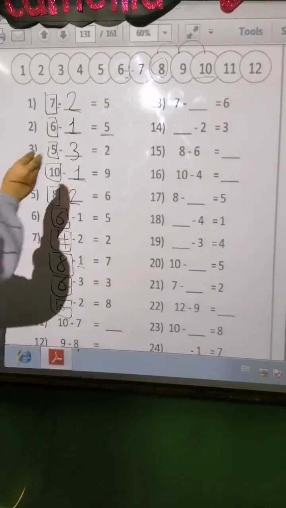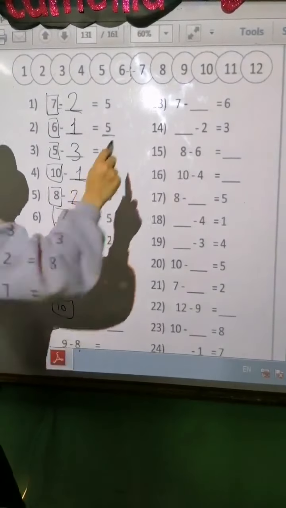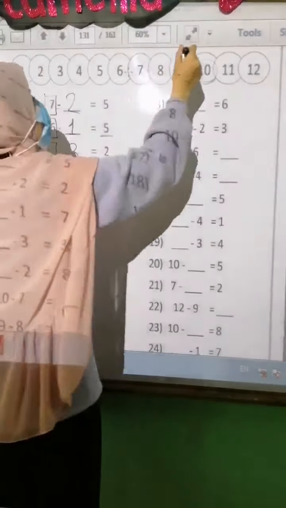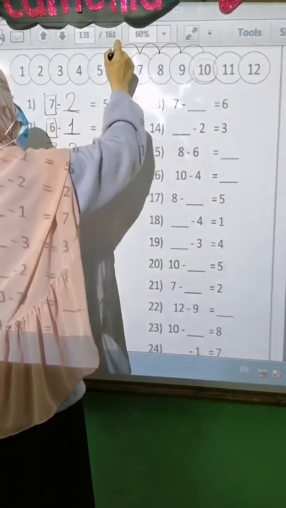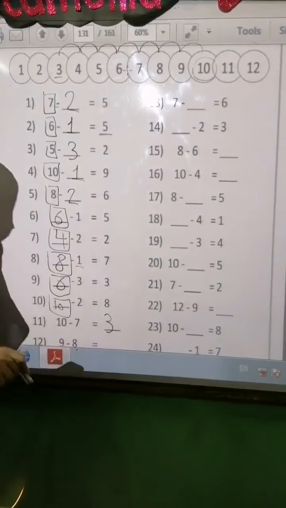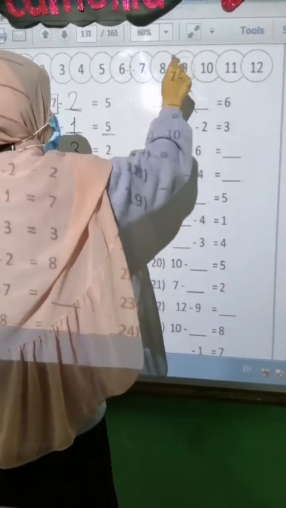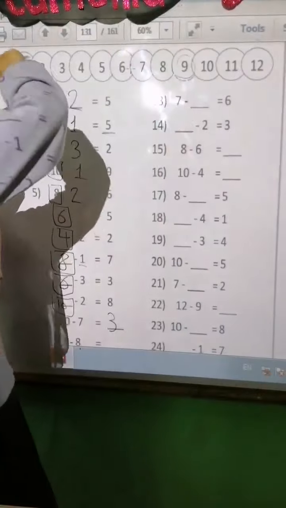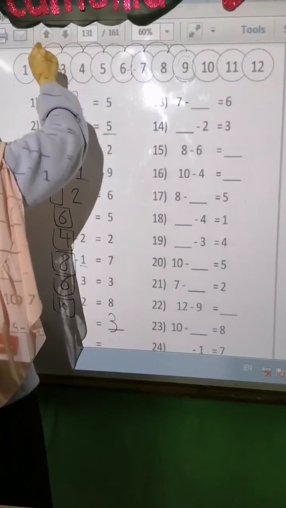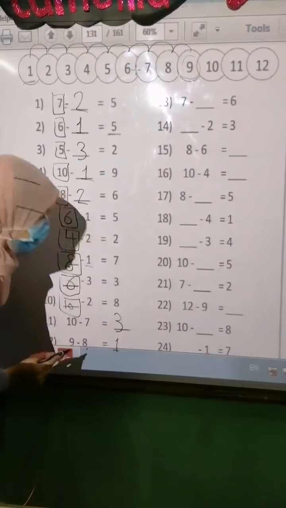Problem number 11. 10 minus 7. Where's 10? Here. Minus what? 7. 7 steps backward. 1, 2, 3, 4, 5, 6, 7. The answer is 3. Next, 9 minus 8. Where's 9? Here. Minus what? 8. 8 steps backward. 1, 2, 3, 4, 5, 6, 7, 8. The answer is 1. 9 minus 8 equals 1.